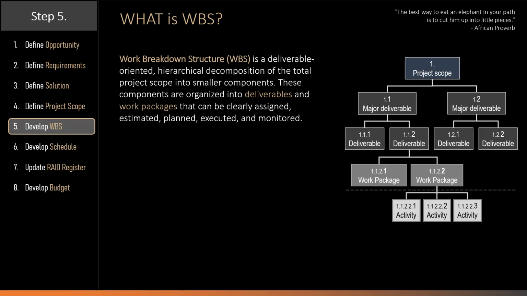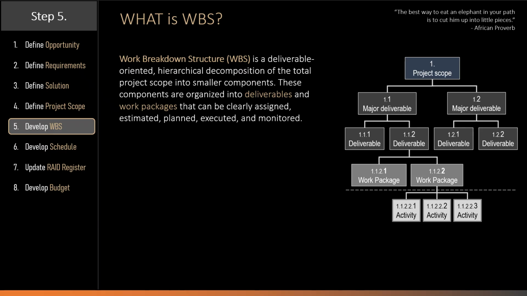A project work breakdown structure is a deliverable-oriented hierarchical decomposition of the total project scope into smaller components. These components are organized into deliverables and work packages that can then be clearly assigned, estimated, planned, executed, and monitored. The depth of decomposition depends on the level of control required to manage the project effectively.